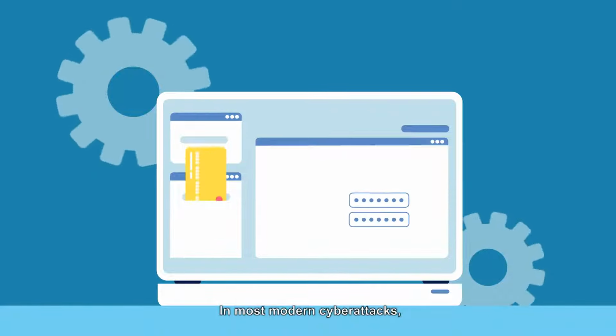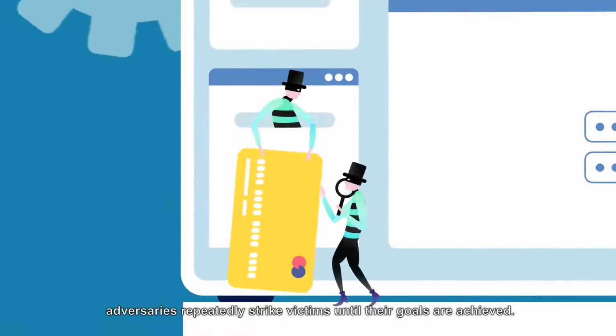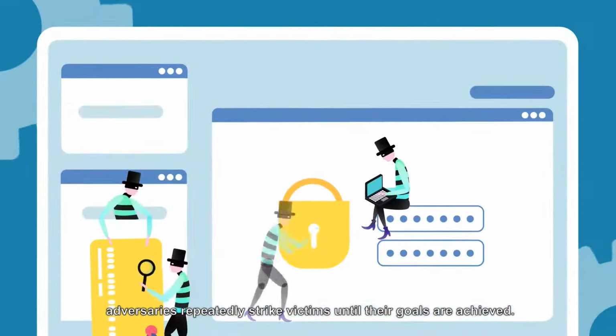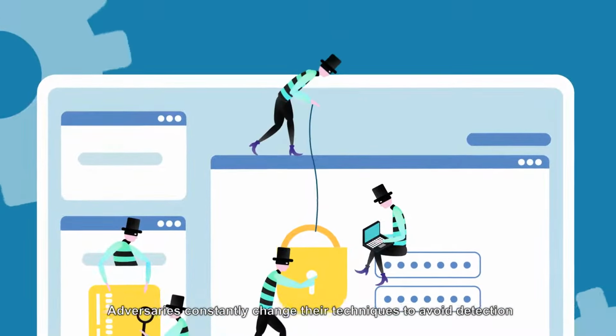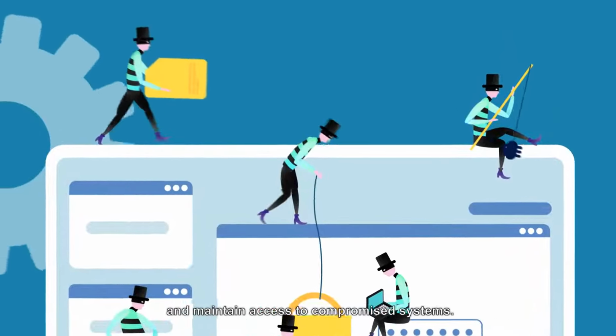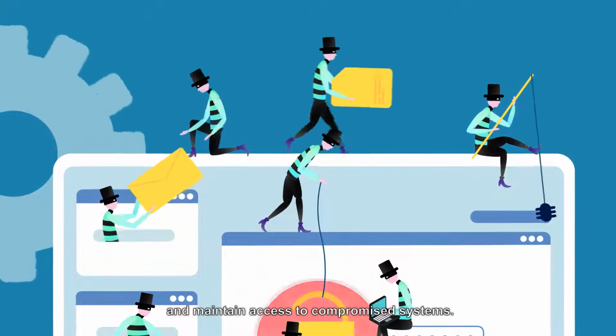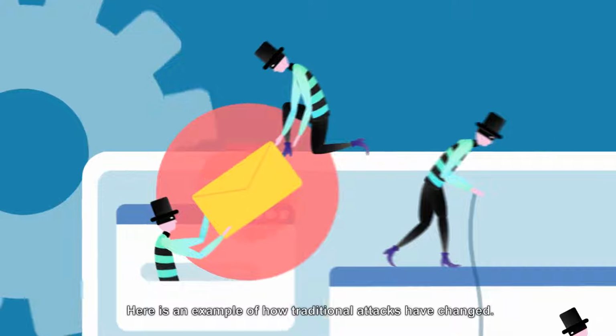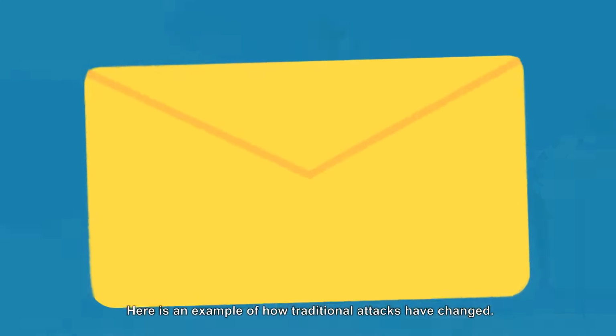In most modern cyber attacks, adversaries repeatedly strike victims until their goals are achieved. Adversaries constantly change their techniques to avoid detection and maintain access to compromised systems. Here is an example of how traditional attacks have changed.